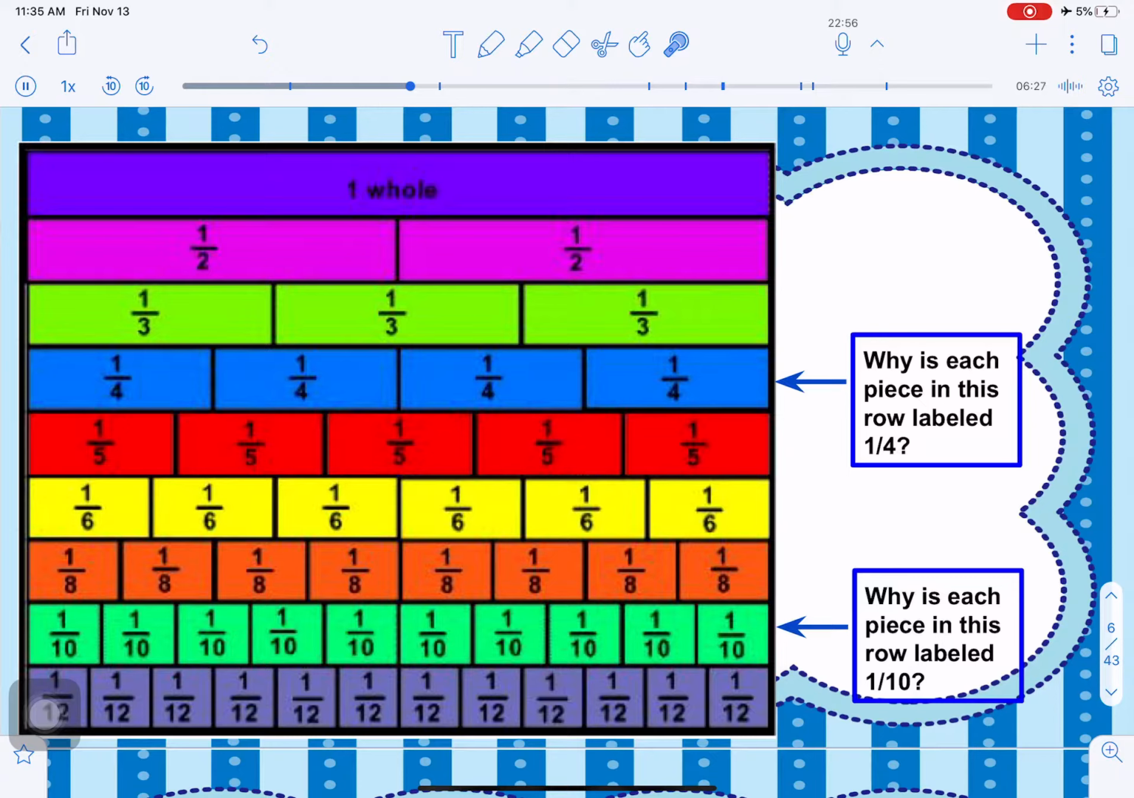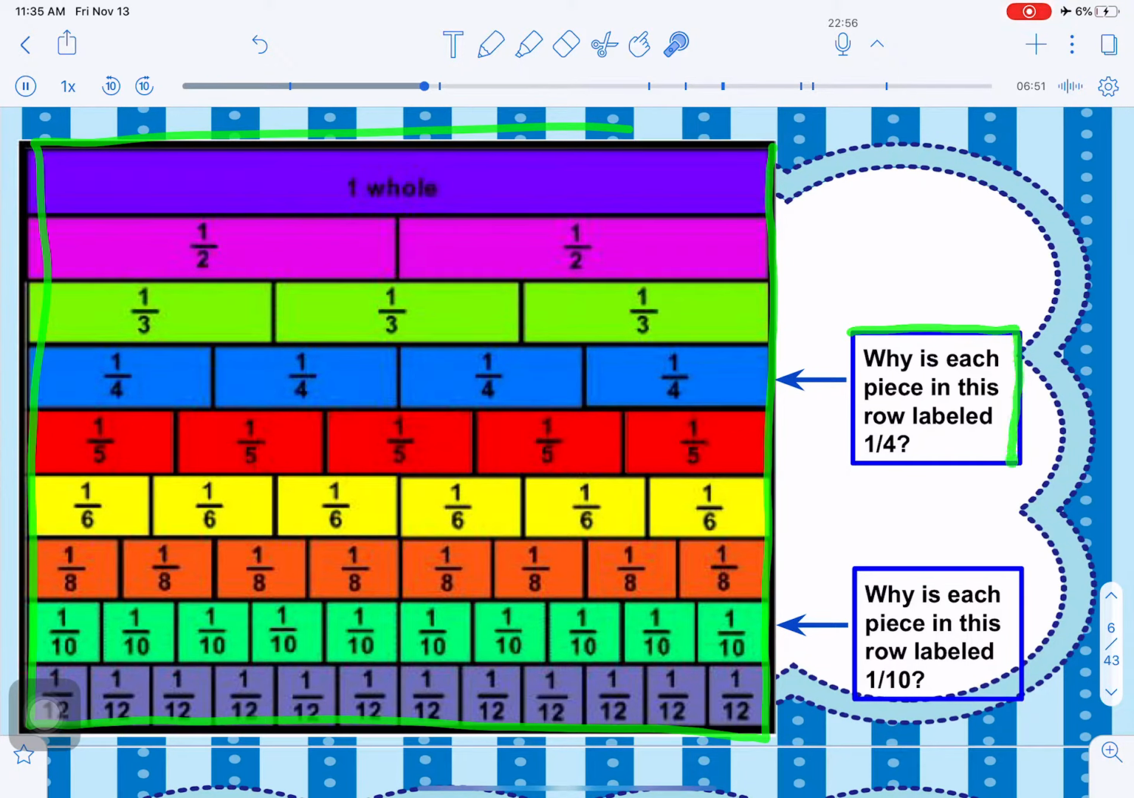So if you look at the very top here, we have the one whole that is representing 1/1, or a whole of something. Every fraction strip below it also equals one whole if you have all those pieces. So there are two questions here that we have to think about. The first is, why is each piece in this row labeled 1/4?